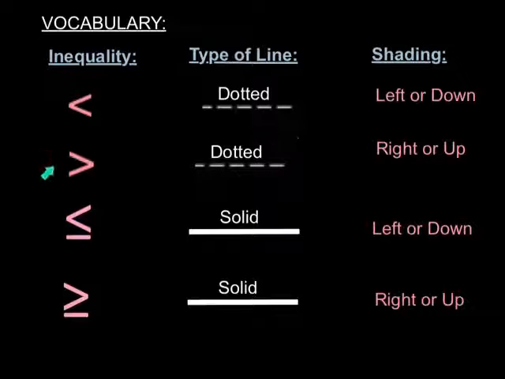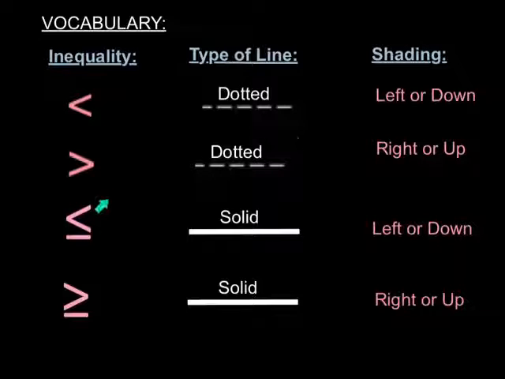The second inequality is a greater than. Notice that it does not have the equal bar. So again, this is a dotted line. That means any points on that line are not included in our answer. And you're going to shade to the right if your line is vertical, or up if your line is horizontal or slanted.